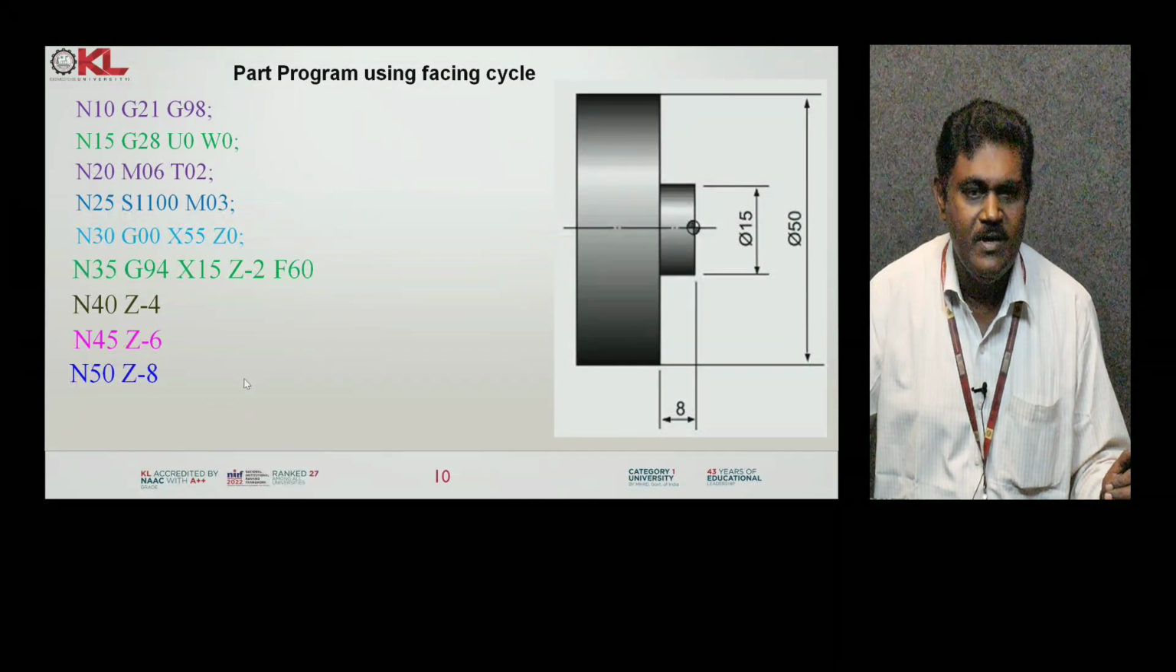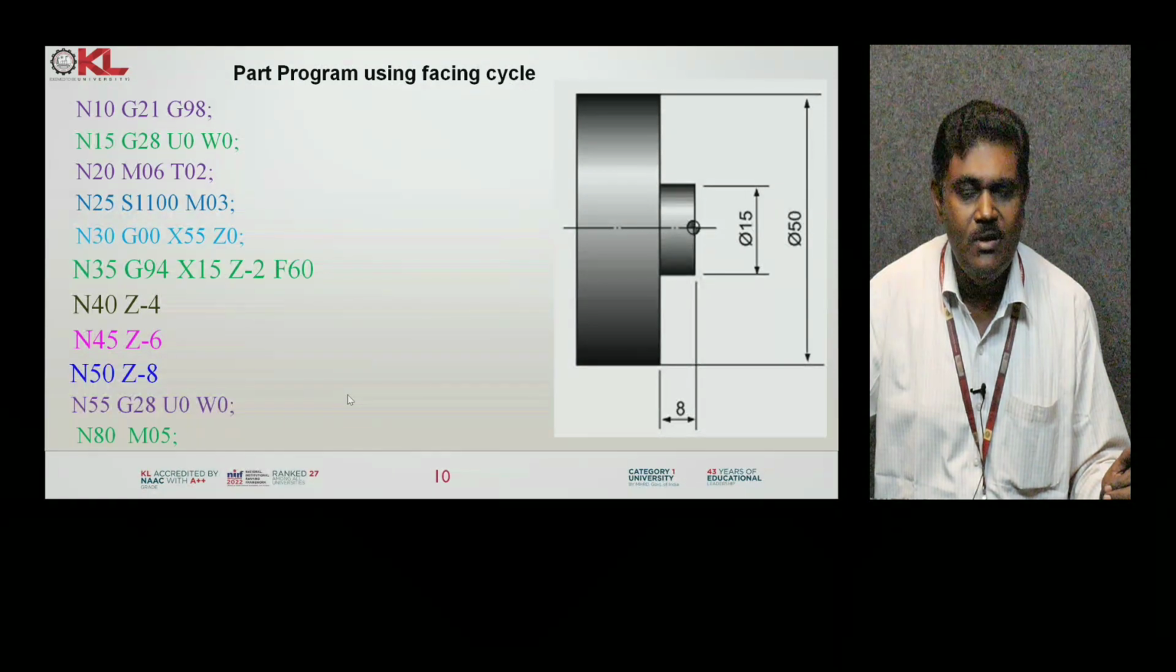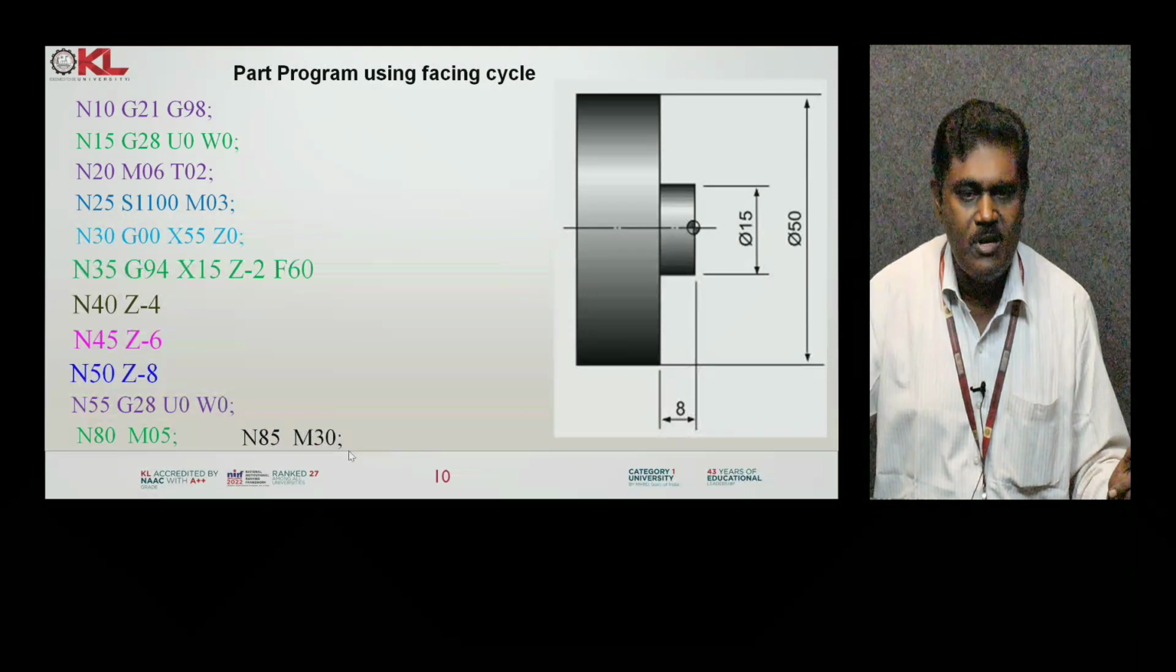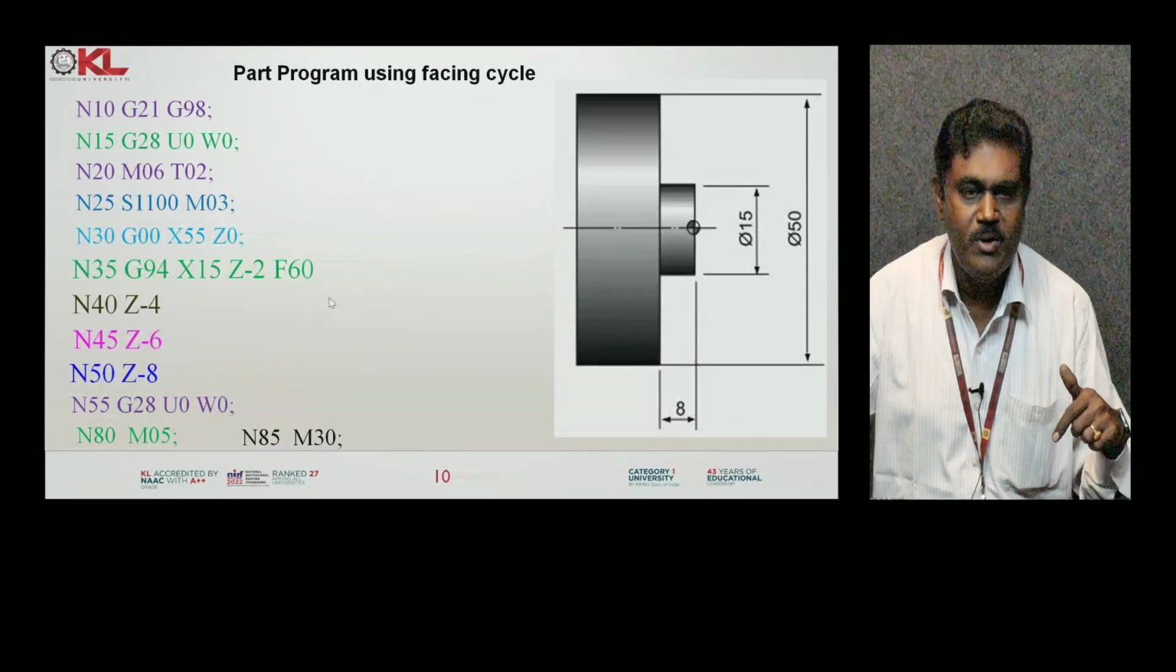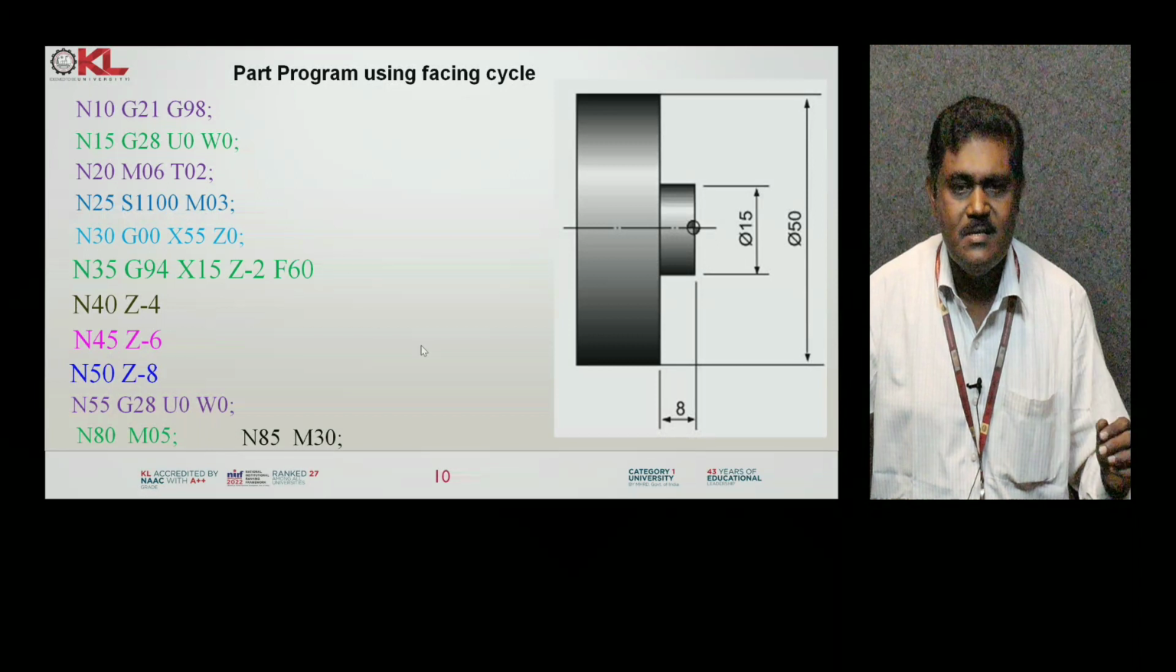Now, the machining is completed. Now, we want to send the tool to the home position. Then G28 U0 W0, spindle stop, and program end and rewind. This is a simple program used for a phase cycle.